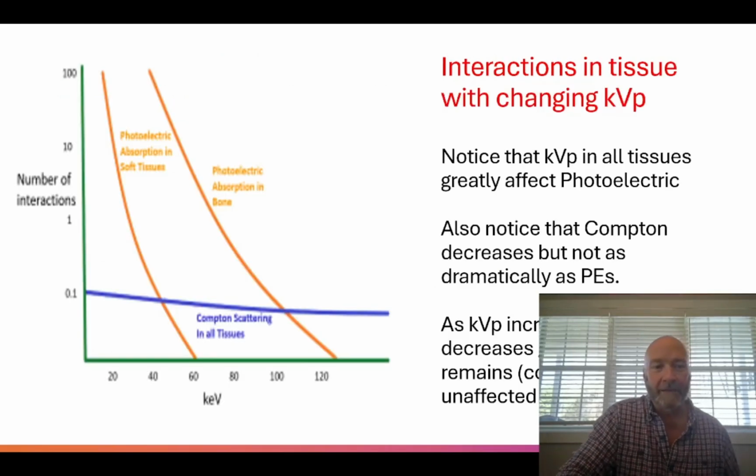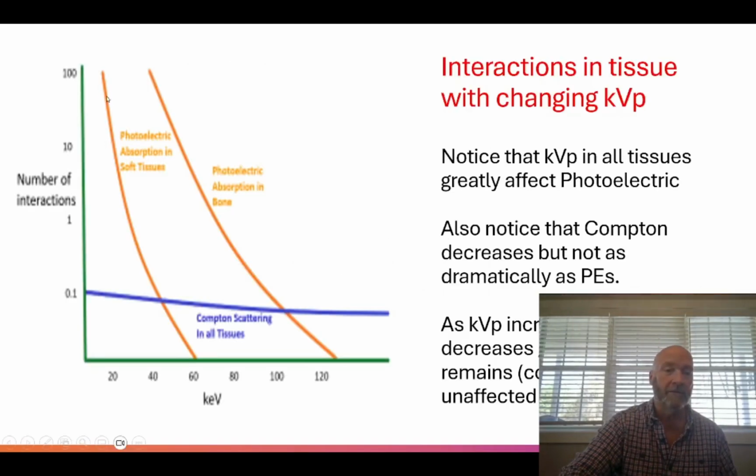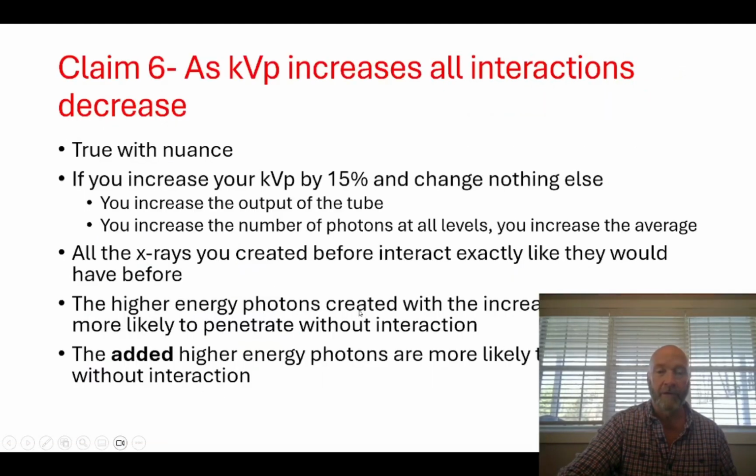So this kind of illustrates that as kVp increases, your Compton scatter doesn't change just a whole lot. It does decrease with increased kVp, but not a tremendous amount. So it does decrease as kVp goes up, but what we get is a greater penetration through. As kVp increases, yes, all interaction types decrease. Photoelectrics, though, decrease at a much more rapid rate, and we can see that in our chart here. At low kVp, we get a lot of photoelectric absorption, and at high kVp, it's very low.